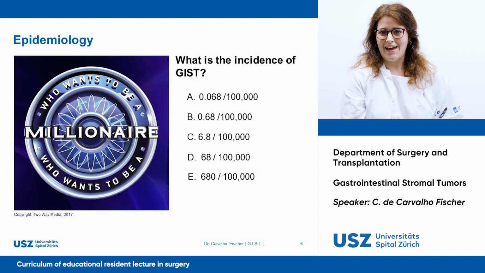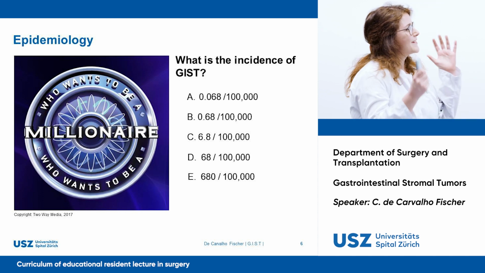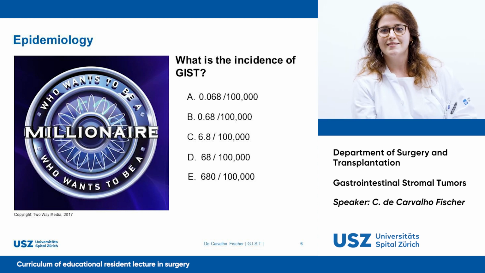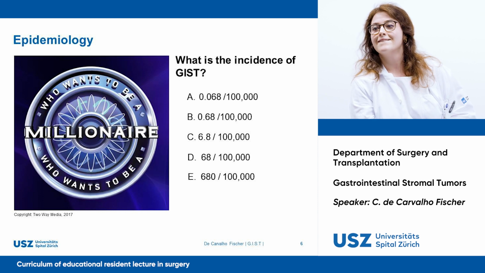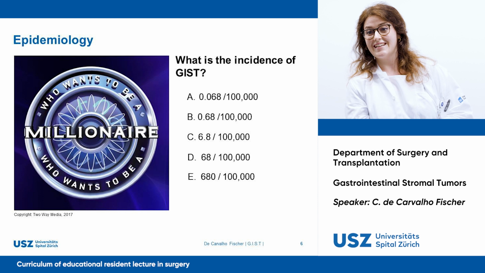So I'd like to play a little game of Who Wants to Be a Millionaire at this stage. Maybe everyone can imagine the dramatic music. First question going for 50 francs. What is the incidence of GIST? Who can help me out?